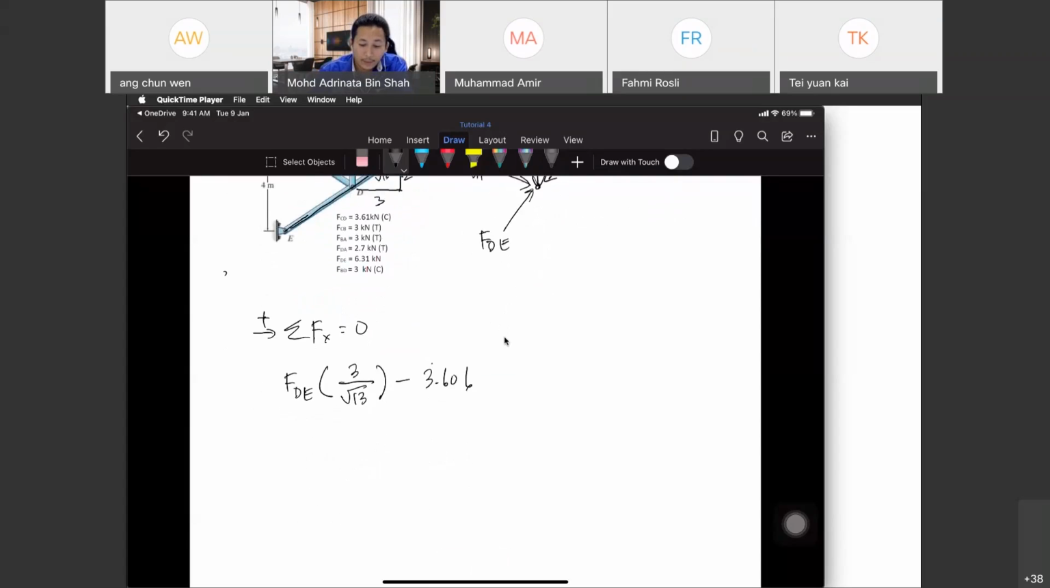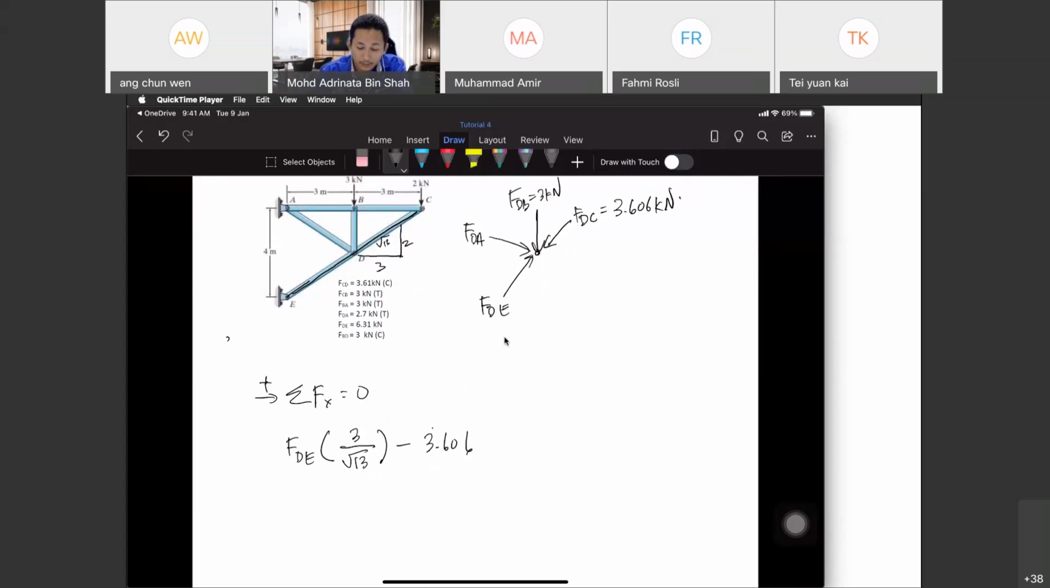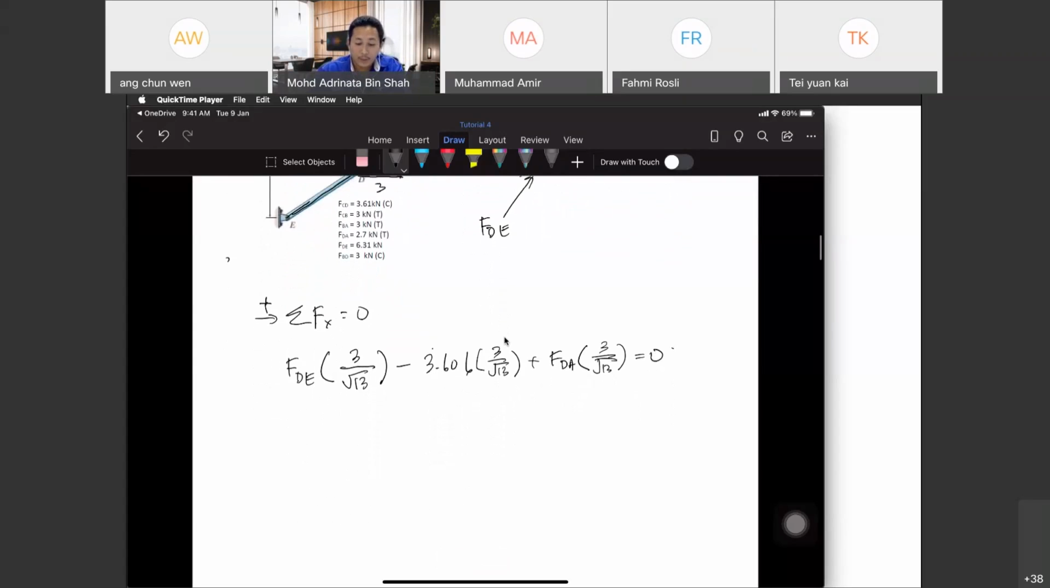Okay, so FDE minus 3.606 times 3 over square root 13 plus FDA 3 over square root 13 equals to 0. So this is our equation 1. So we have FDE and FDA as the unknowns. So two unknowns in one equation we cannot solve. So we have another equation of Fy equals to 0.